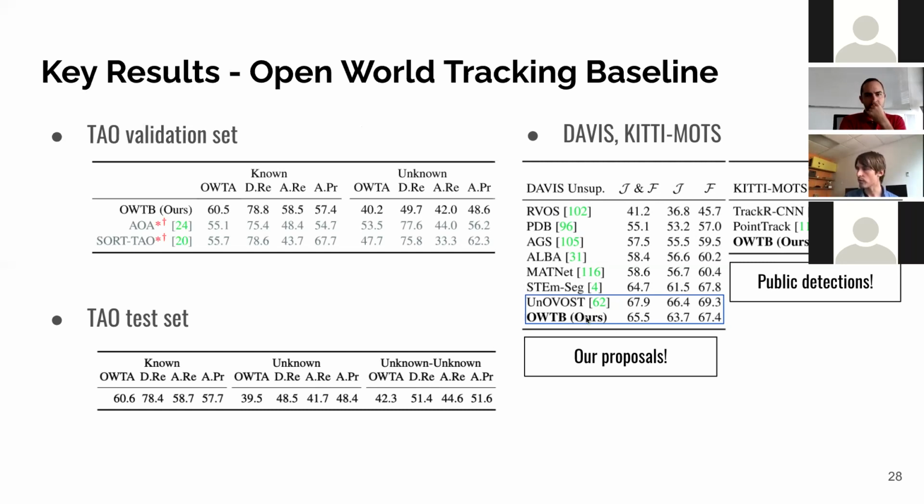So here it only falls behind UNOVOST that was specifically tuned, very specifically tuned to this data set. And here on Kitty mods, when we use the same inputs as all other methods, so public detections, it's on par with state of the art. So performs best for car tracking and is slightly behind PointTrack for pedestrian tracking.